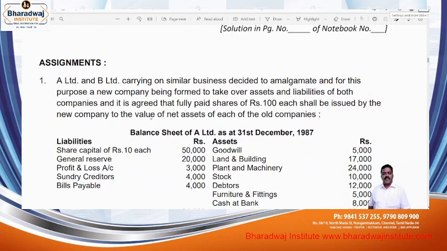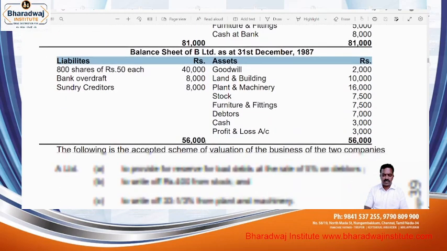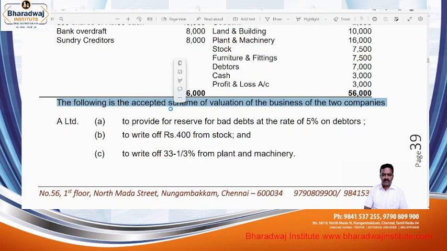A Limited and B Limited carrying on a similar business decide to amalgamate and form the new company, at 100 rupees per share. Balance sheet of A Limited is given to us. Then balance sheet of B Limited is given to us. Two selling companies. Scheme of valuation is given to us.